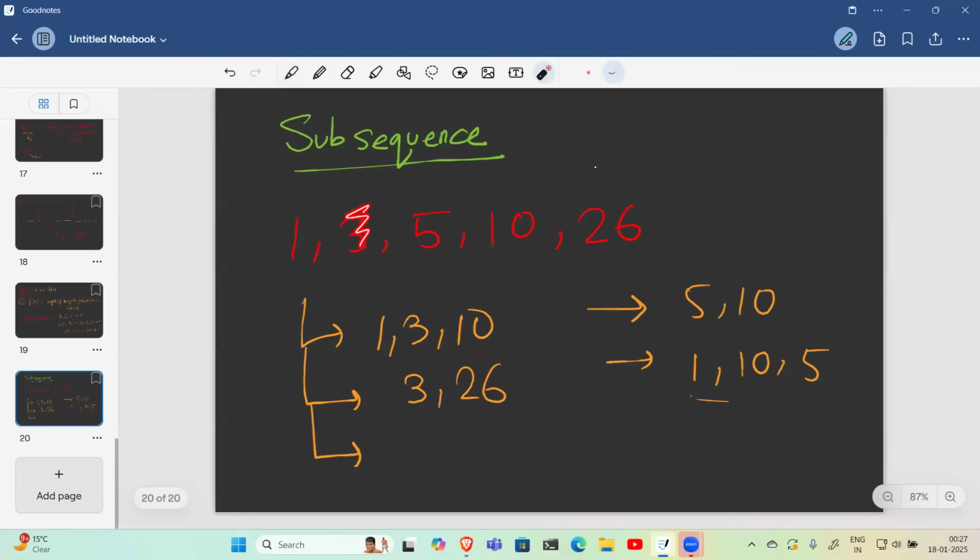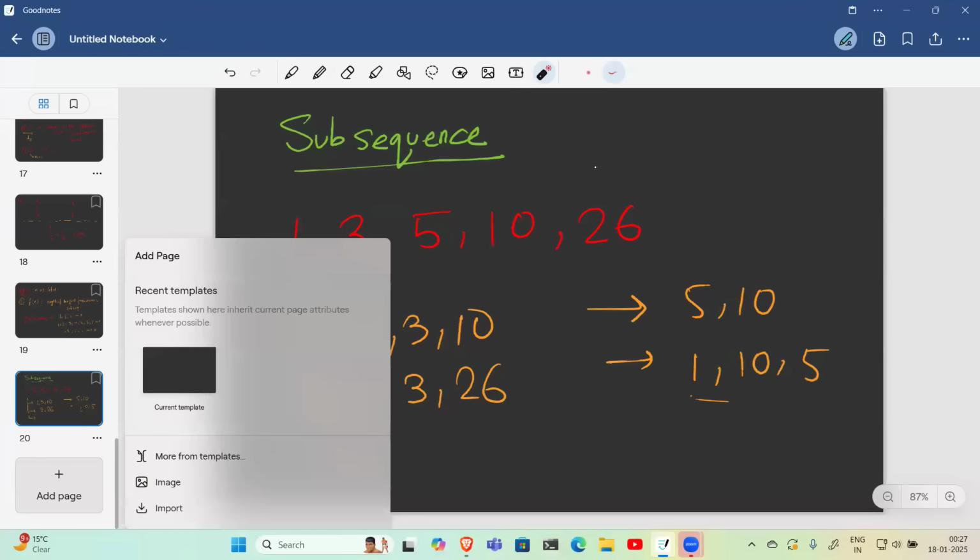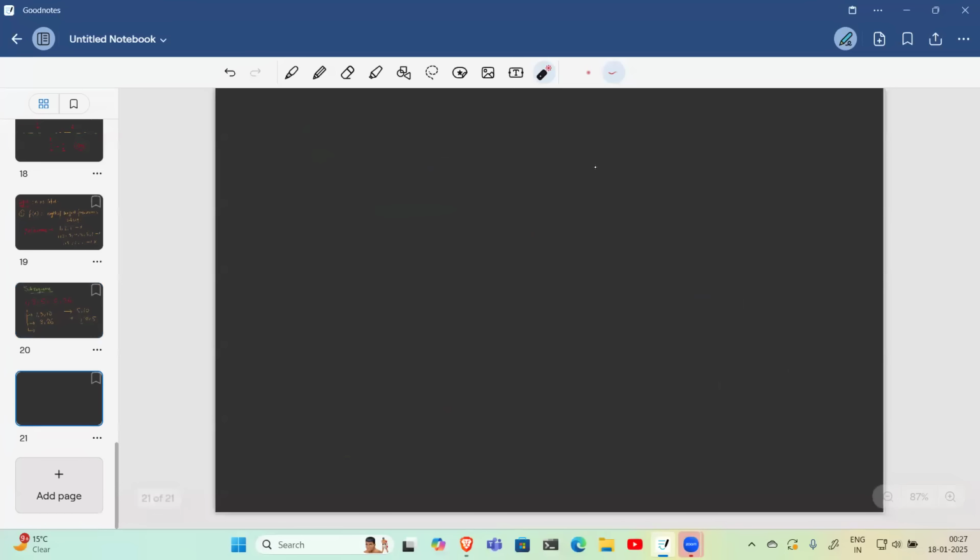And you can't remove elements from the array to get the elements in the exact same order. Even if you remove 3 and 26, you get 1 5 10 and not 1 10 5. So this is not a valid subsequence, but this is. So these are the two terms which are very common, palindrome and subsequence. You will see them multiple times in lots of problems in Codeforces or LeetCode and everywhere. So these are standard terms which you should understand irrespective of any problem statement.